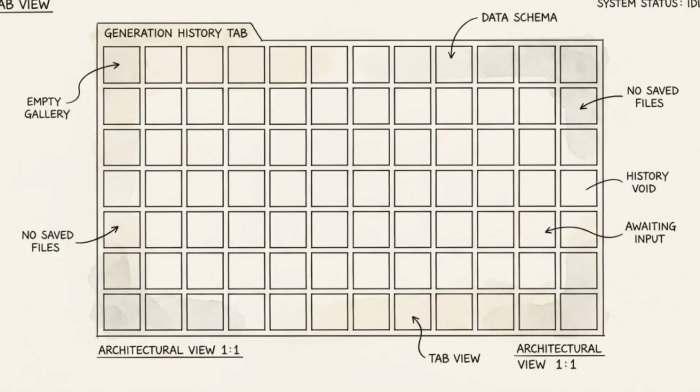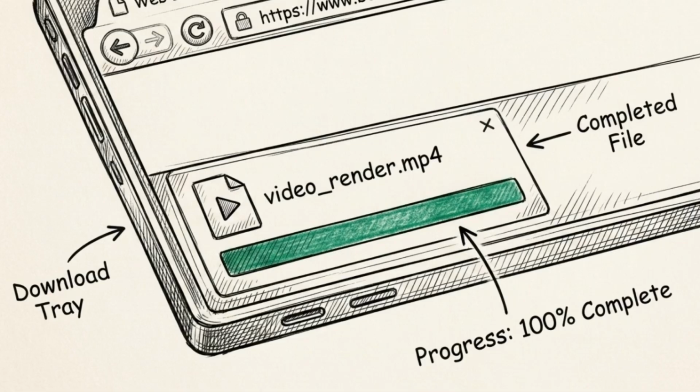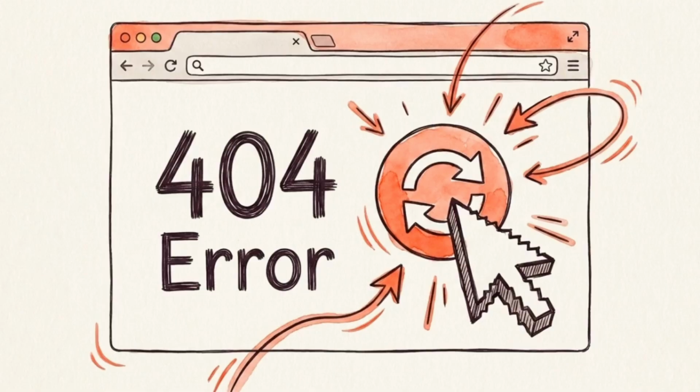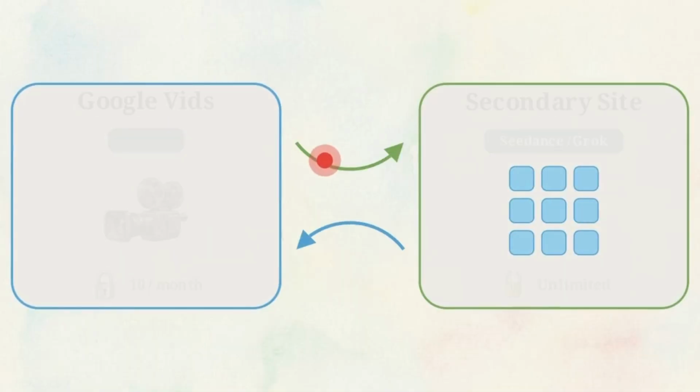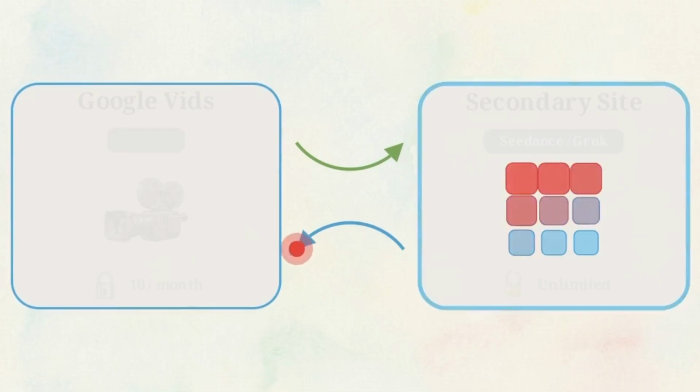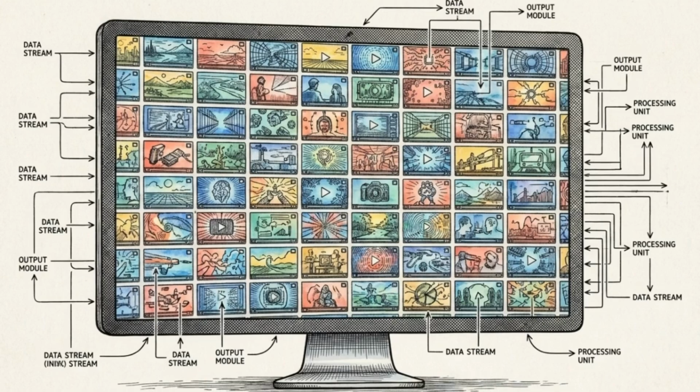There is one crucial catch here. This open platform does not save your work to the cloud. You must manually download every single MP4 file as soon as it finishes rendering, or you will lose the footage when you refresh the page. Alternating between the strict quality of Google Vids and the open generation of this secondary site removes your creative bottlenecks and effectively eliminates daily generation limits.